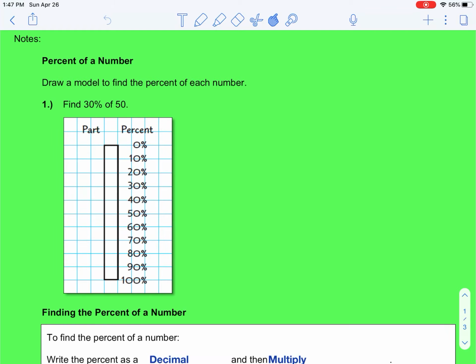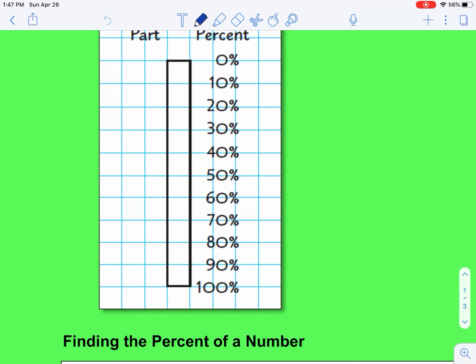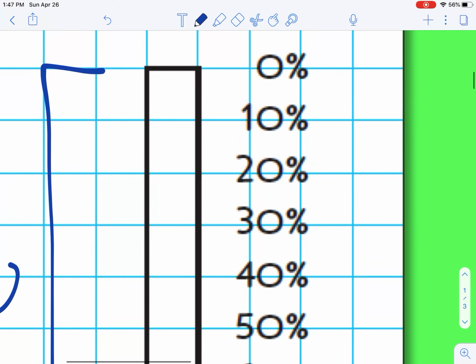So 7.3 is find the percent of a number. Our learning target is I can find the percent of a number using multiplication. So I just want to show you a quick model of how this works. So our first question is find 30% of 50. So what that is telling us is in this entire sheet right here, this whole thing is worth 50. So you're going to notice that there's 10 boxes there. So if I have 10 boxes worth 50, that means each box is worth 5.